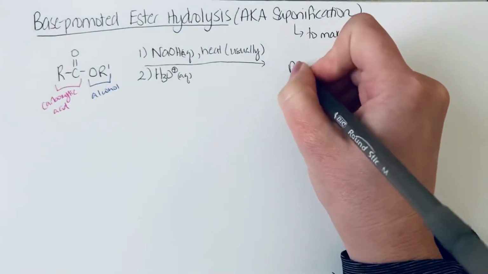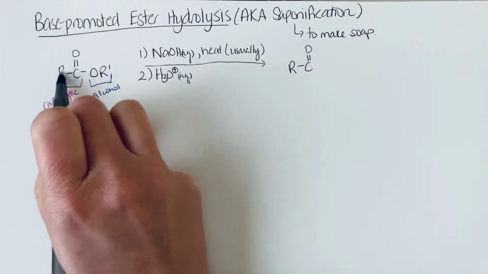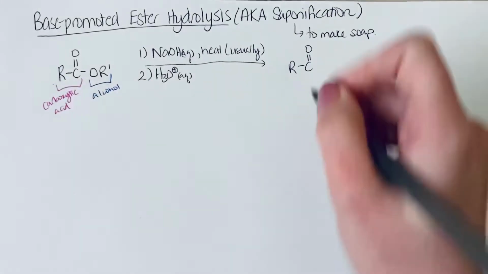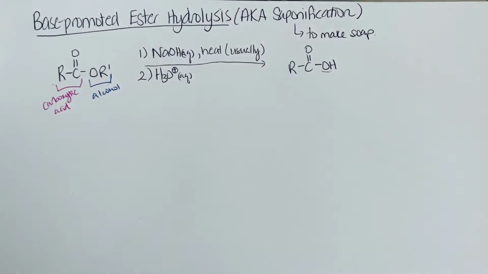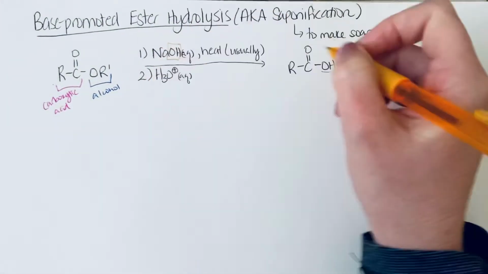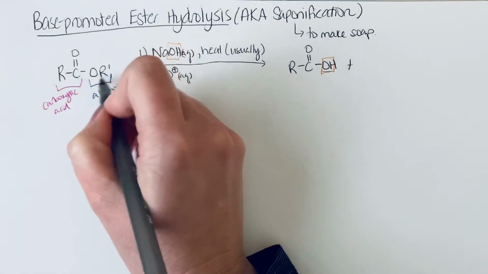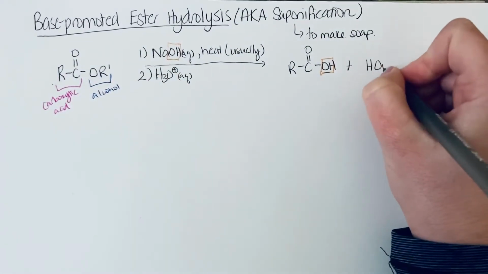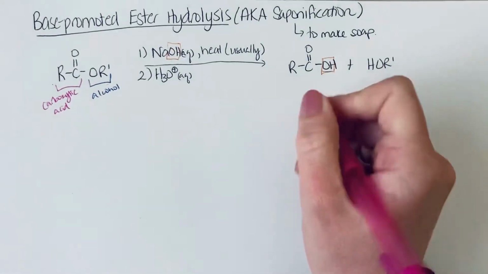So we will get the carboxylic acid, right? So there's that carbonyl and whatever that R group is, and then we're going to add the OH. And that OH is coming from your hydroxide. So that is where that's coming from. Okay. And then you're also going to liberate this side of the molecule as the alcohol. So we're getting that carboxylic acid and the alcohol.